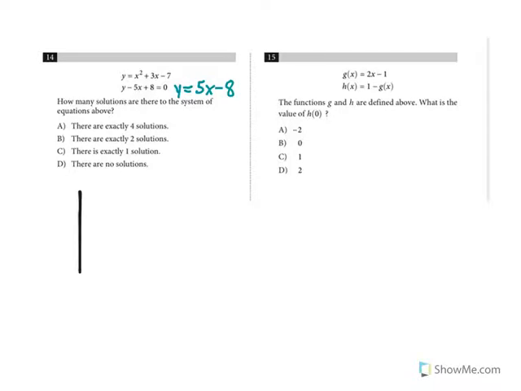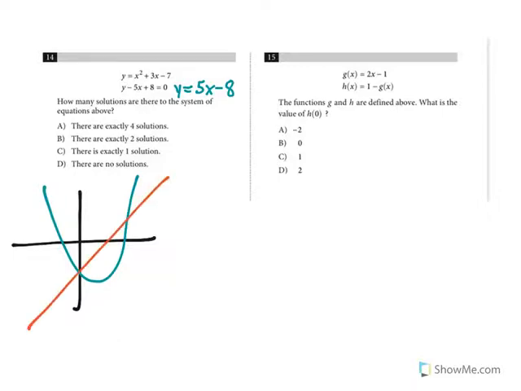Now what we have, our first one is a parabola. So let's just assume it's going to have something like this. The second one is a line. And a line can cross a parabola 2 times. So that tells us there are exactly 2 solutions.